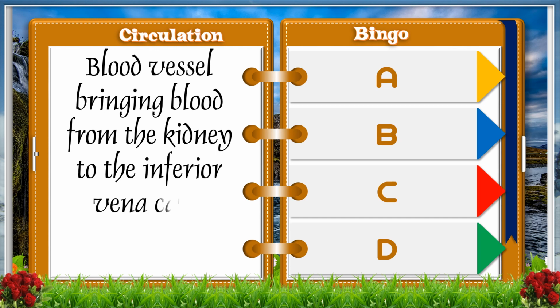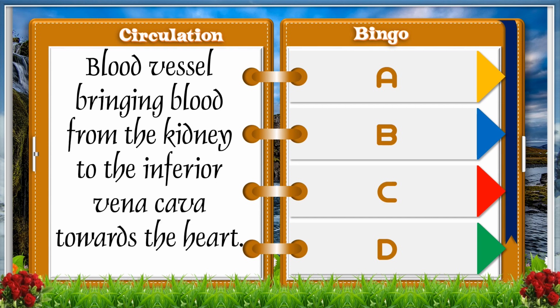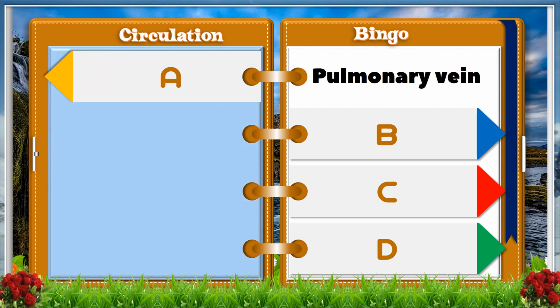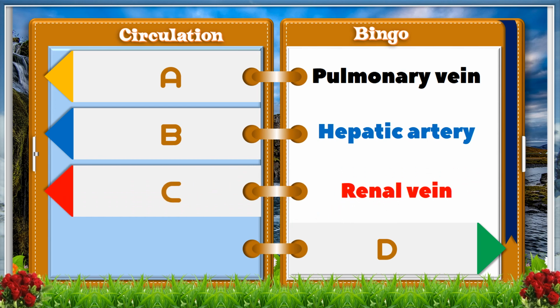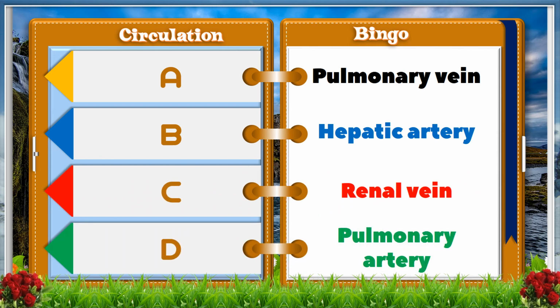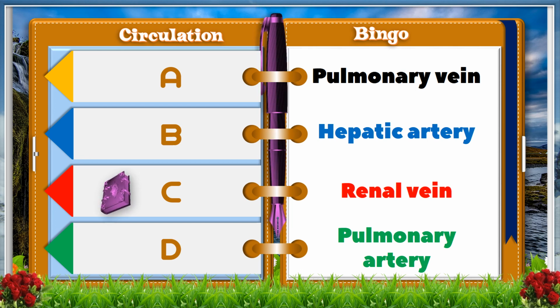Blood vessel bringing blood from the kidney to the inferior vena cava towards the heart. A. Pulmonary vein. B. Hepatic artery. C. Renal vein. D. Pulmonary artery. And the answer is C. Renal vein.